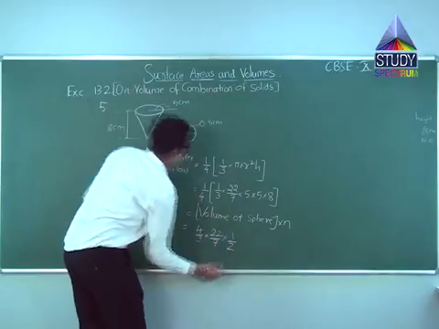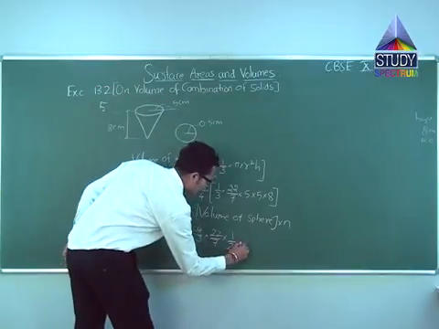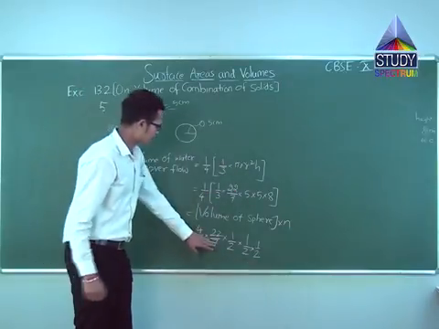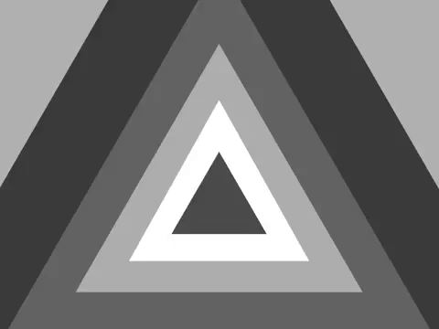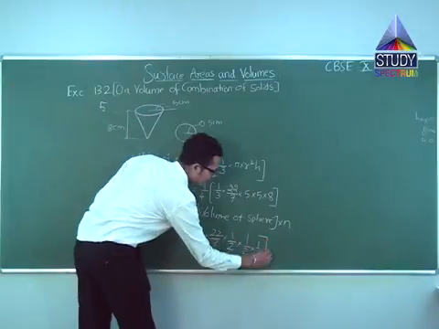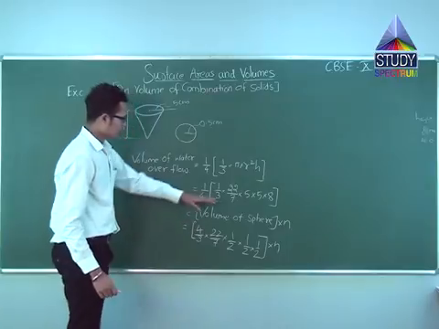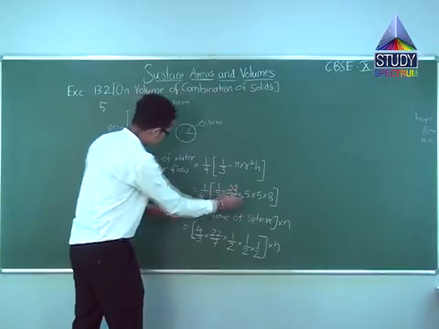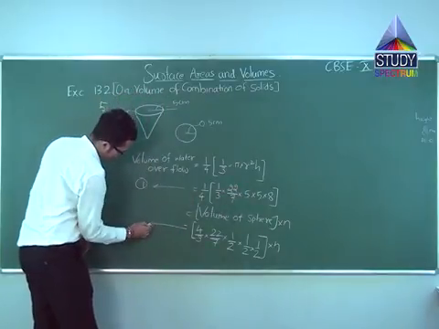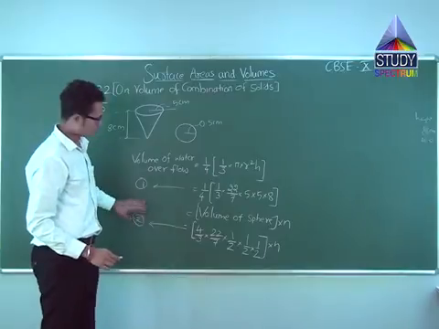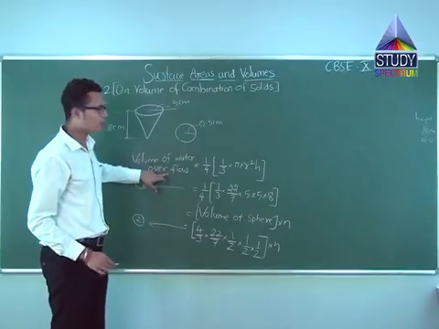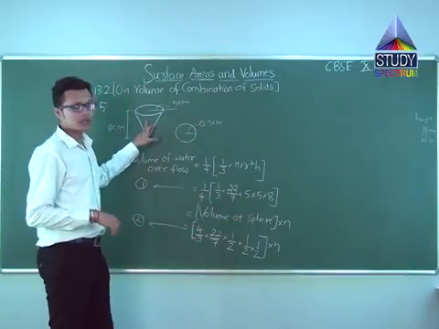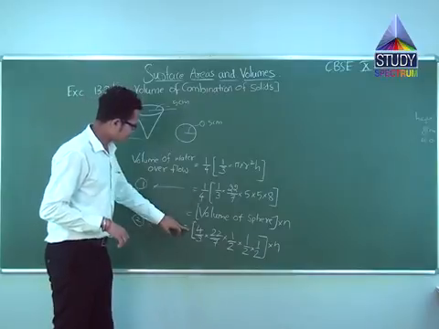So we write 0.5 as 1/2, 1 upon 2 into 1 upon 2, so 4 by 3 pi into r cube, this whole term multiplied by n. Now if I call this equation, which is in terms of numbers, as 1 and this equation as 2, I can equate them, because the volume of the water overflow is equal to the volume of the number of such lead shots placed in the cone. So let's equate.